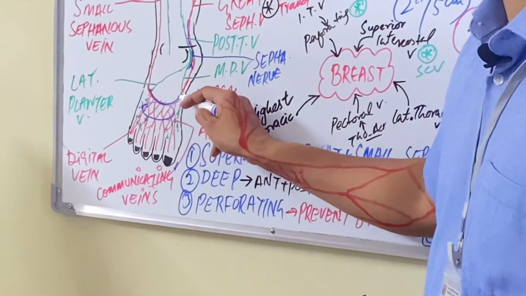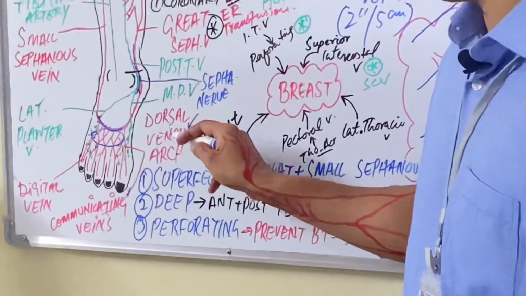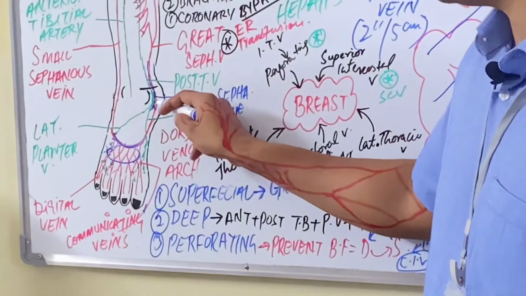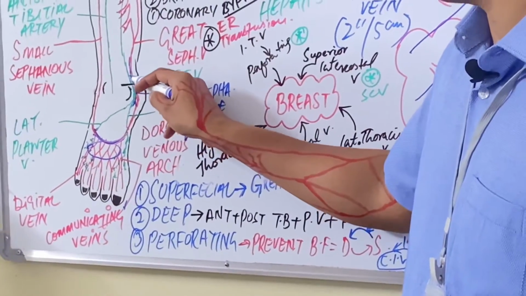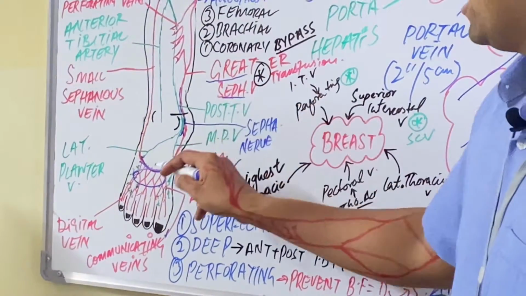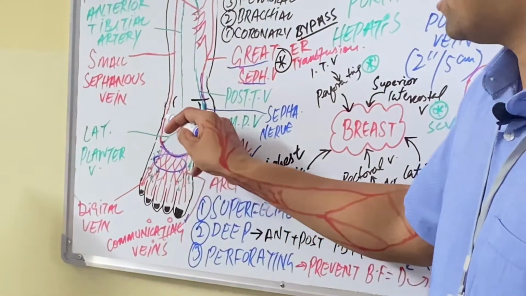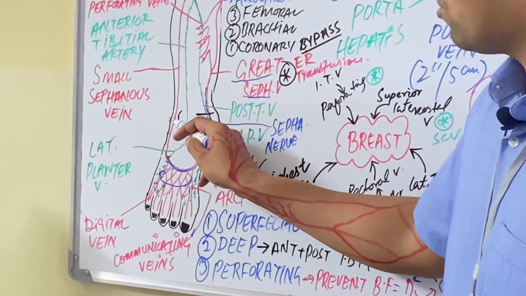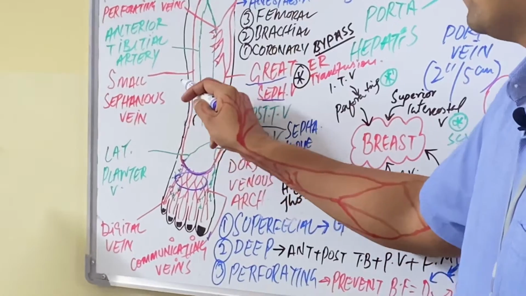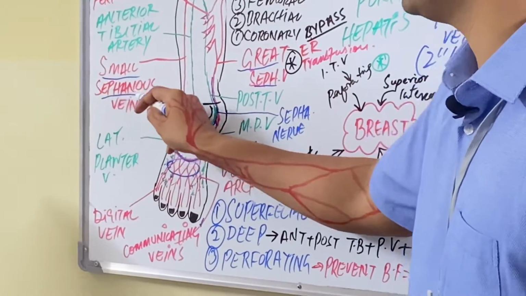Then we have an arc over here that is called the dorsal venous arc. The dorsal venous arc from the medial side will go upward, medial to the medial malleolus, and will make a vein called the great saphenous vein. That dorsal venous arc from the lateral side going upward, passing lateral to the lateral malleolus of the foot, will go upward and be named the small saphenous vein.